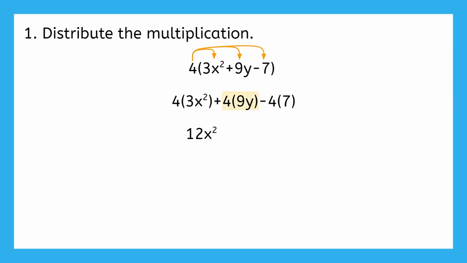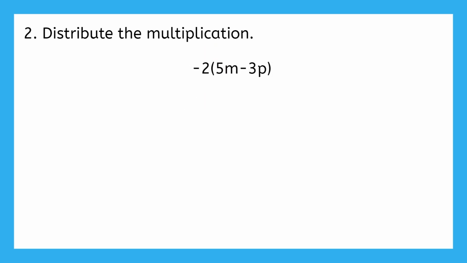With 4 times 9y, 4 times 9 makes 36, and the y stays the same, so we get 36y. The last term is just a constant, so 4 times 7 makes 28. This whole expression, 12x squared plus 36y minus 28, is our final answer. Let's do one more problem like this. This next problem also says to distribute the multiplication.